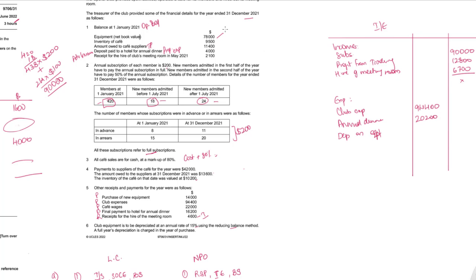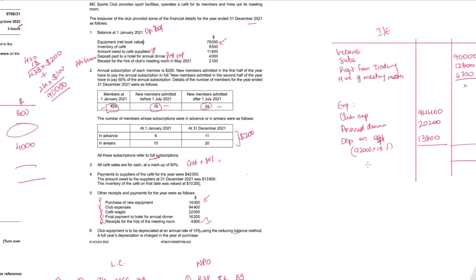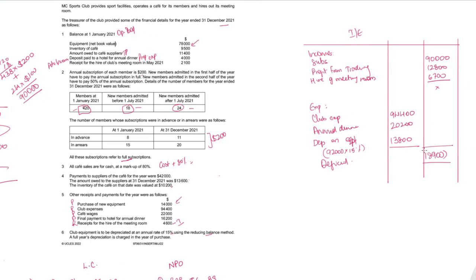Then we have depreciation on equipment. At the opening, equipment book value was 78,000. Then new equipment purchase was 14,000. Depreciation is 15%, reducing balance. This 78,000 is already at net book value. So if you take the total, 92,000 into 15%, 13,800. And then we have no other expense. That's it. So you can take the total. So this comes to a deficit of 18,900. Total of expenditure is 128,400 and total of income 109,500.